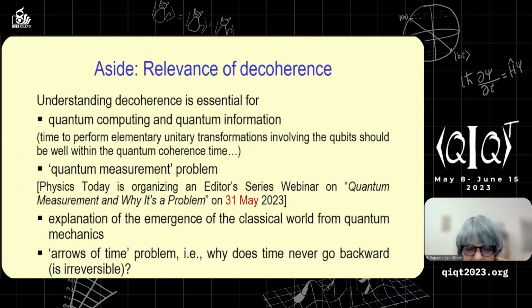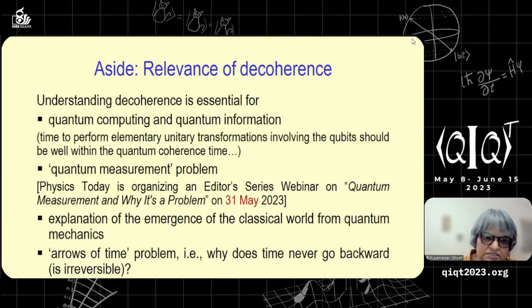But before that, as I have been saying, this process of decoherence comes up in three or four physics problems. So one is what I'm discussing, quantum computing and quantum information. I hope everybody gets the idea clear. It is basically what determines the time to perform elementary unitary transformations involving the qubits, because the time to do this, these quantum dynamics, should be well within the quantum coherence time. Otherwise, the system is no longer a quantum system.